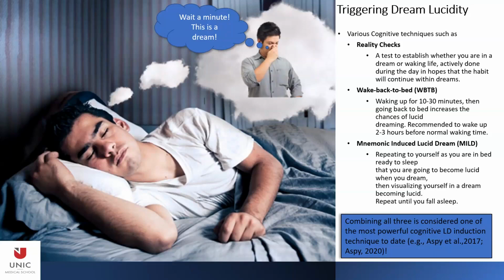And then there's this other technique called the wake back to bed method, where it's suggested to wake up 1 to 2 hours before natural waking time, stay awake for a brief amount of time, and then go back to sleep. This brief awakening during the middle of the night is shown to increase the likelihood of lucid dreaming, because it's thought that it causes an increase in cortical activation. So when you go back to sleep, your brain is more activated, and these frontal areas that we've talked about are more activated, hence a higher likelihood to have a lucid dream.